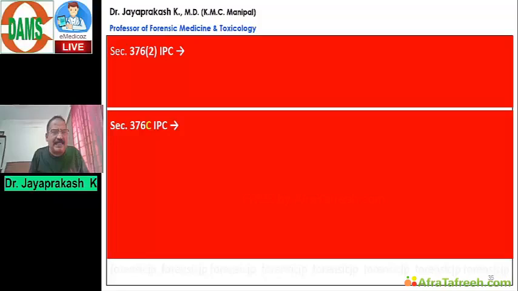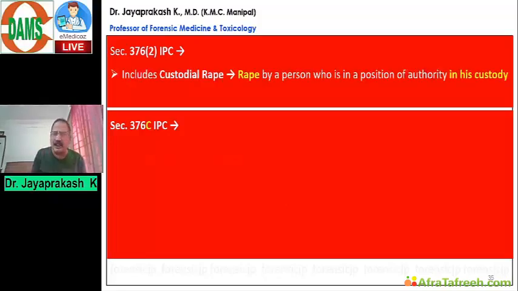Now, what is exactly the difference between 376-2 and 376C? 376-2 is custodial rape. Remember custodial rape, 376-2. That means if a police officer or hospital superintendent or anybody in a position of trust rapes a woman in his custody, it is custodial rape.